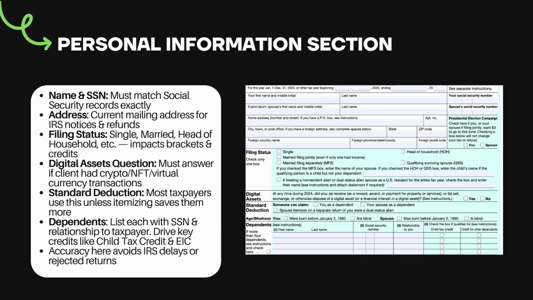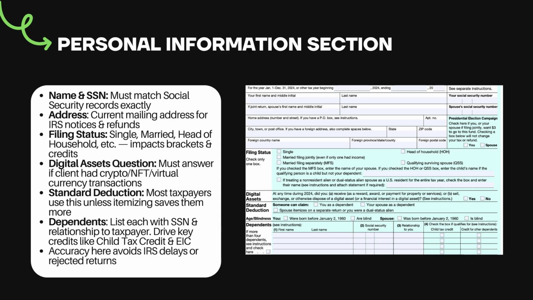Then we move into the standard deduction box. Most taxpayers will take the standard deduction because it's larger than itemizing for them. But make sure you check if they have special cases, like large medical bills or mortgage interest that might make itemizing worth it. Finally, the dependents section.